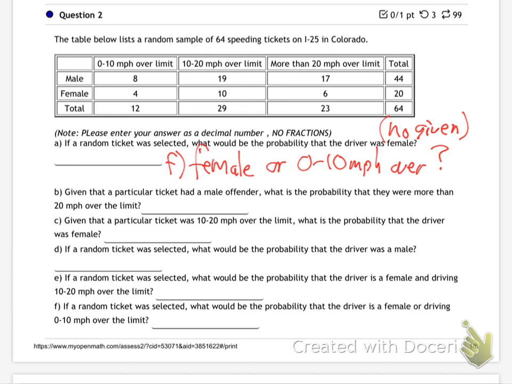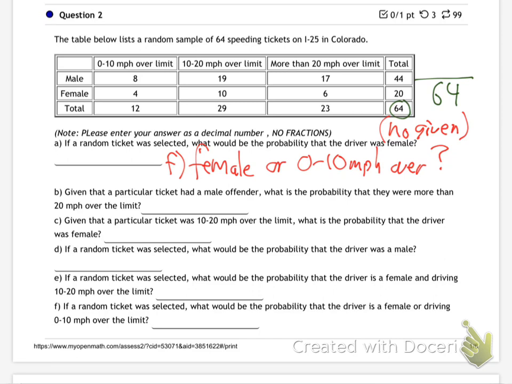So sometimes that could be tricky though. We're going to add up those categories, right? The denominator is going to be, what's the denominator? Yeah, the whole total. Because, again, there's no given, so we're not limiting anything. No insider trading here. No given information.